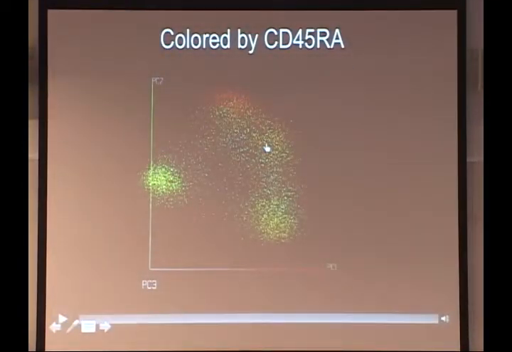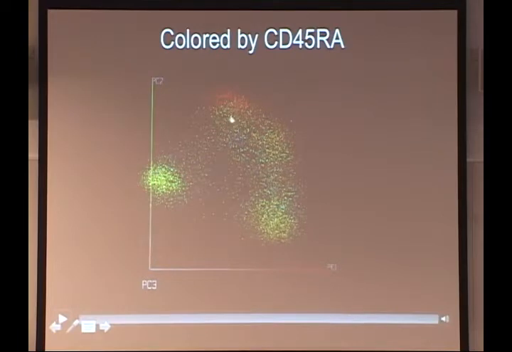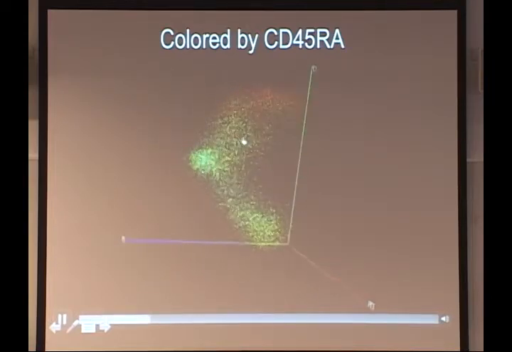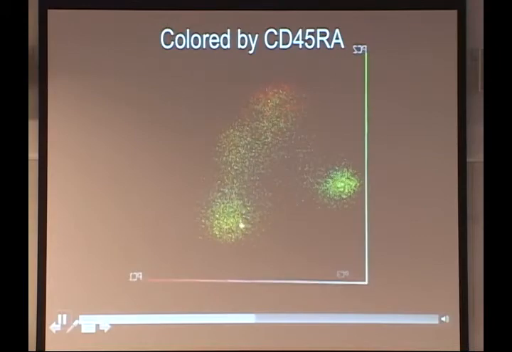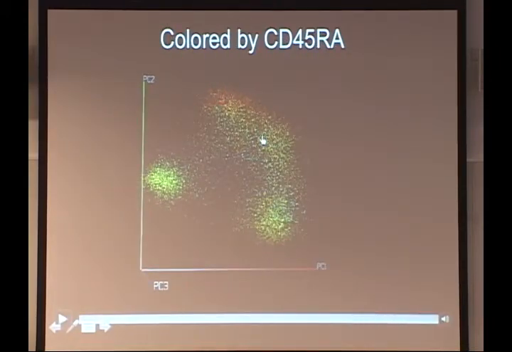And then you can color the cells by whatever marker you want to look at. So here they're colored by CD45RA. Again, the red cells here are the lowest for CD45RA, which makes sense. The memory cells are lower, and the naive and late stage effector cells are higher. You can see this sort of gradient of CD45RA, starting at the highest on this other pathway for some reason, and central memory cells also have high expression, and then they go down from there.